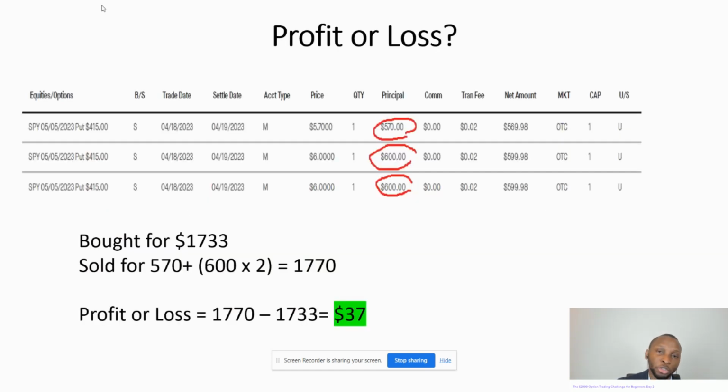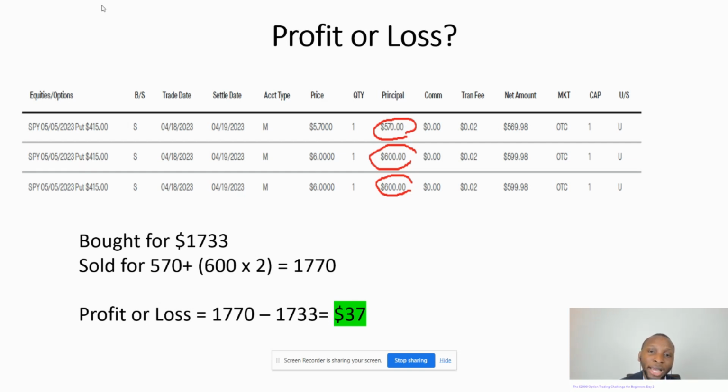As you can see on my screen, I'm sharing the order confirmation from Robinhood. I'm not capping, this is what I'm sharing with you. As you can see, the trade has been done on that date, and I want you to focus mainly on the principal. The principal is the amount that has been sold for.